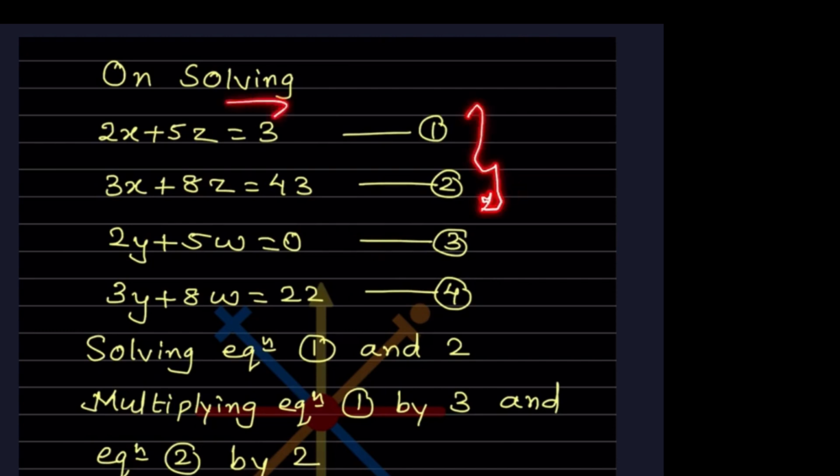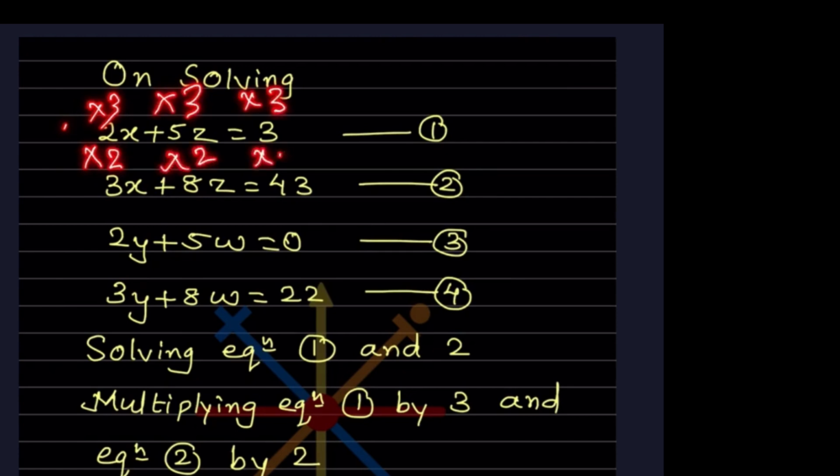Again we can see the coefficients are different, isn't it? So what will we do? Here we will multiply by 3, and here we will multiply by 2. When we multiply by 3, everywhere it will be 3, and when we multiply by 2, everywhere it is going to be 2. That is very important over here.